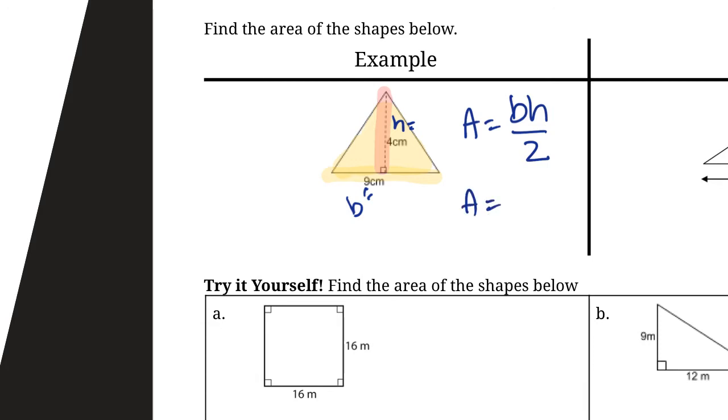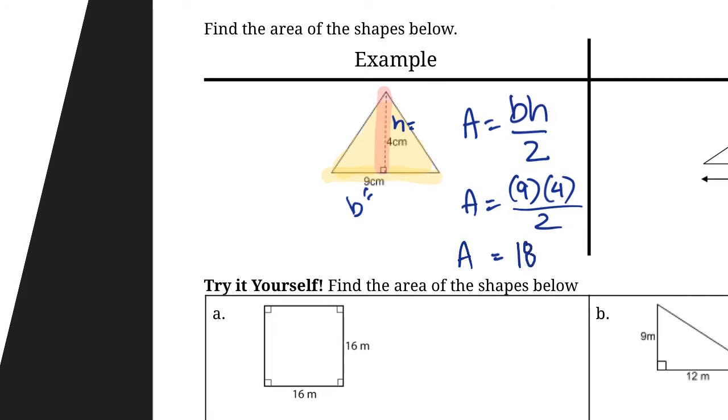A equals B is 9. So again, I'm going to put it in brackets. H is 4, so I'll put that in brackets as well, and then over 2. So on my calculator, all I'm going to do is 9 times 4 and then divided by 2. So 9 times 4 and then divided by 2 is 18. So the answer here, A equals 18.